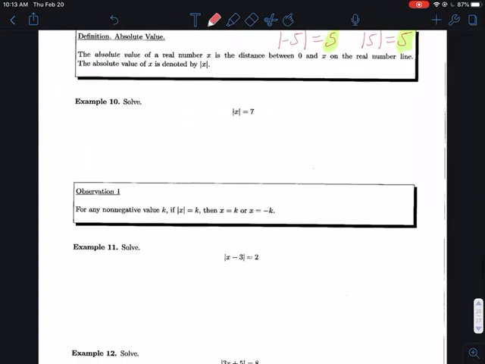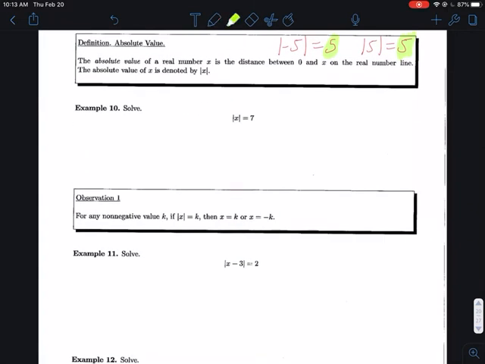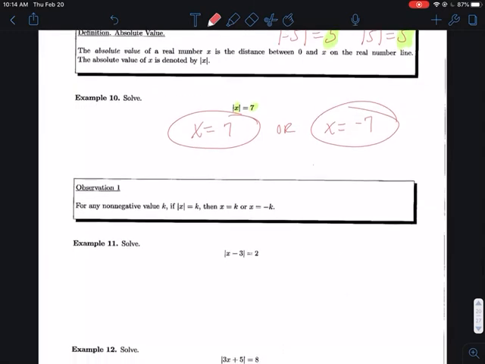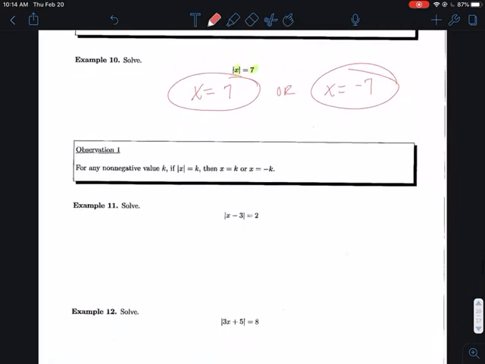So we're solving absolute value equations. I'm trying to figure out, what inside of this absolute value symbol will give me 7 as my final answer? Well, there's two answers. X could be 7 or X could be negative 7. Those are the two answers for X that would give me a 7, either 7 or negative 7. So when you start solving absolute value equations, start thinking about two solutions.